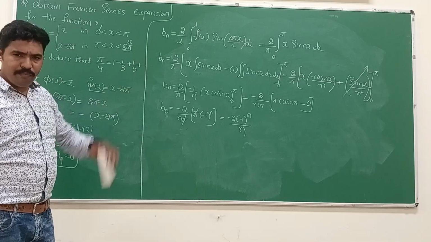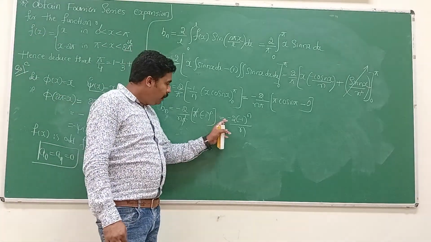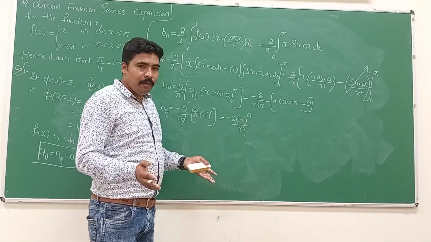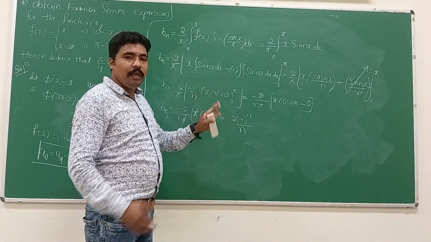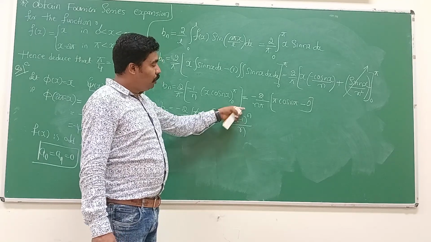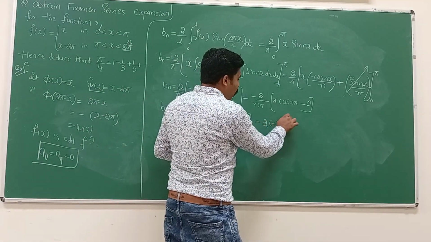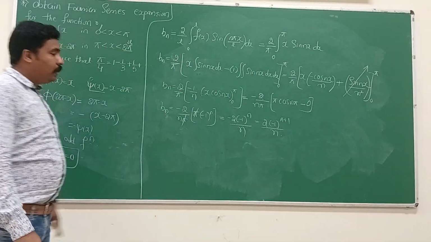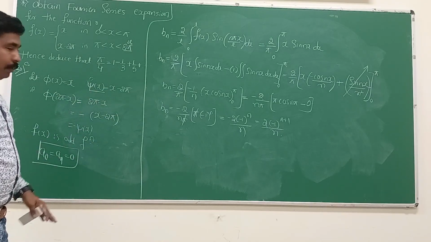Now I can simplify it further. Why? Because minus is nothing but minus 1. Minus 1 over n. When bases are same, we can add the powers. X power A into X power B is nothing but X power A plus B, right? Minus 1 into minus 1 power n is what? 2 into minus 1 power n plus 1 divided by n. So that is our Bn value.